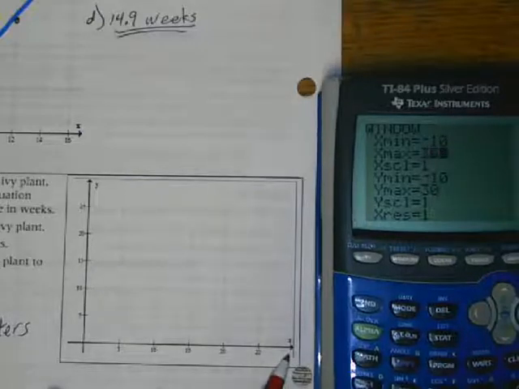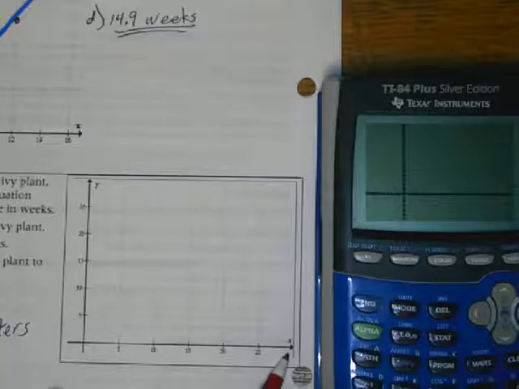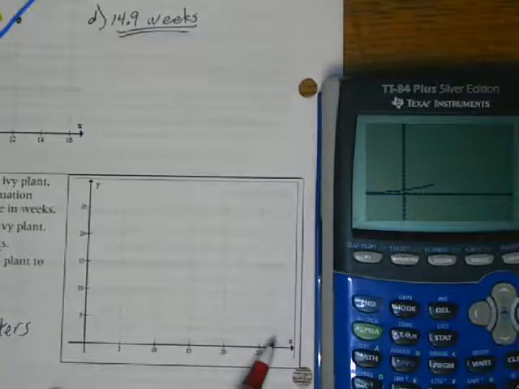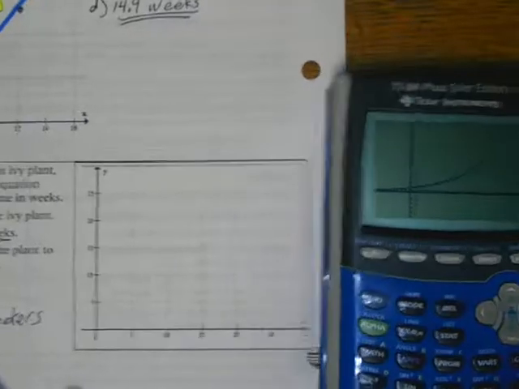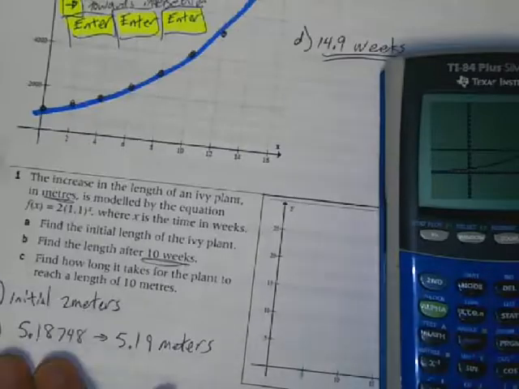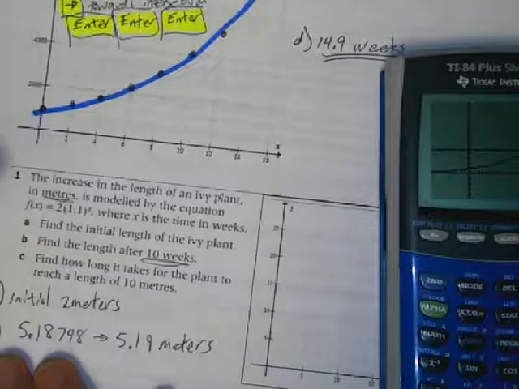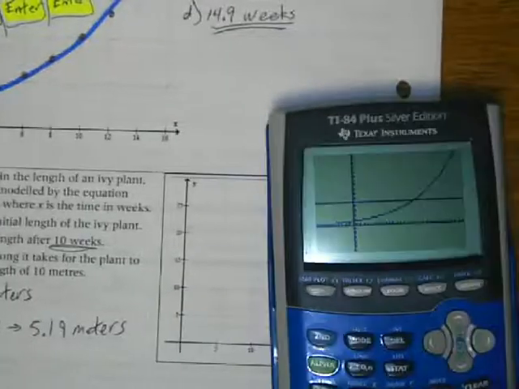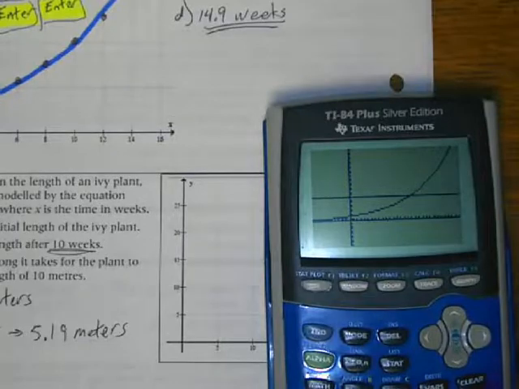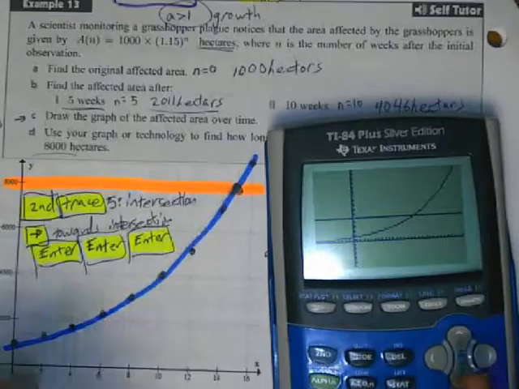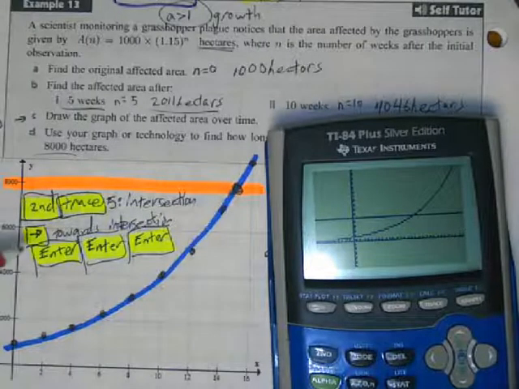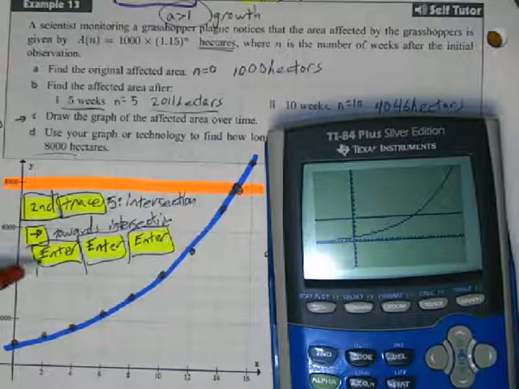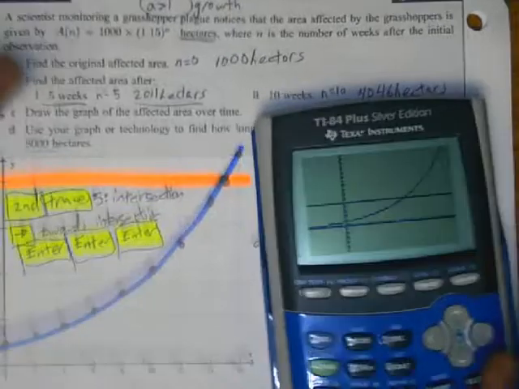And then if I press graph, we'll see our curve. Notice the a value is greater than 1, so it's growth. Okay, and so here's our graph. And just like before, I'm going to hit second trace, arrow over to the intersection, and then hit enter 3 times. So let's do that.